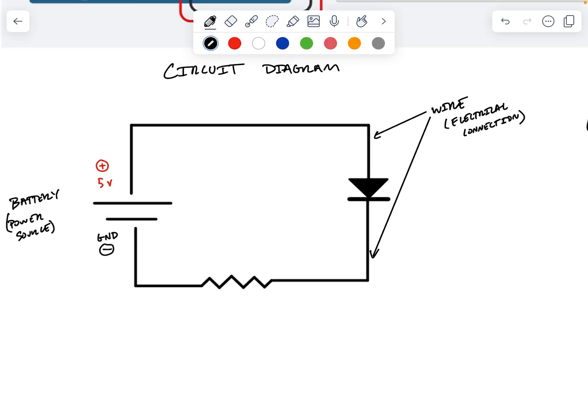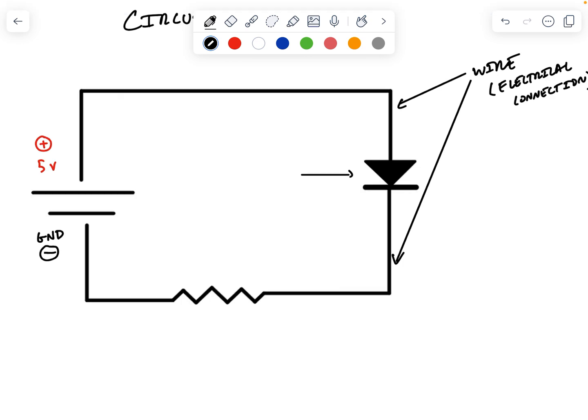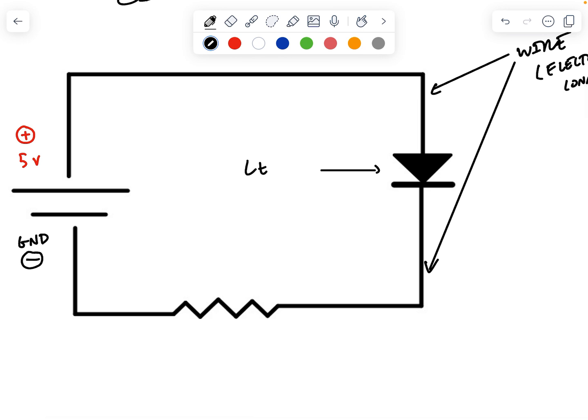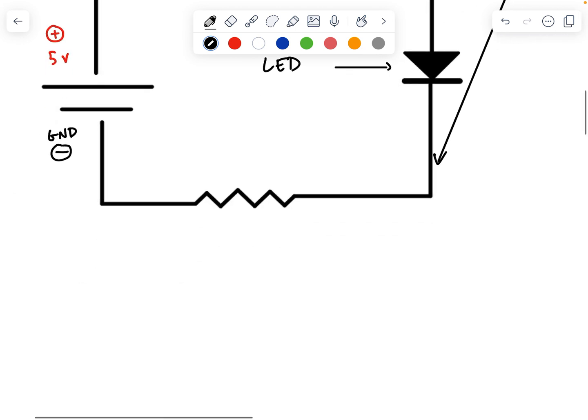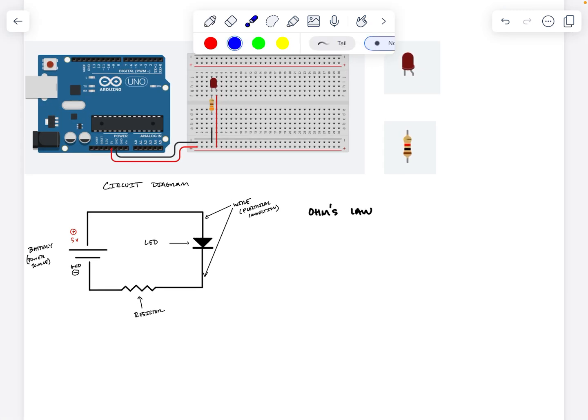Okay, what else is in our circuit? Well, this little arrow with a line going through it represents our LED. And this little squiggly line down here represents a resistor. So these are all the components in our circuit. A battery or a power source right here, our Arduino, the LED right here, all the electrical connections between, and the resistor right here.